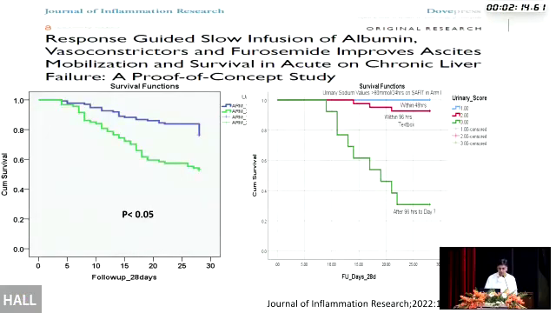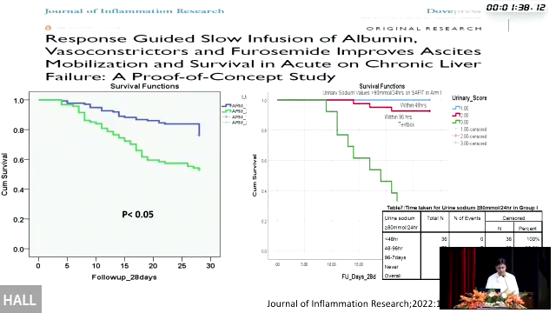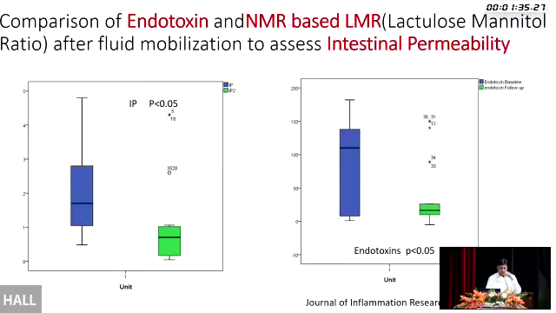In one of the studies from the Gastroenterology department from our center, we had this response-guided infusion of albumin with vasoconstrictors to mobilize refractory ascites in ACLF with AKI. And it not only showed improved survival, but also had significant impact on gut permeability, cytokines, and endotoxemia. On the right side, it showed that patients who could achieve urinary sodium of more than 80 within 2 to 4 days did much better. But patients who did not achieve urinary sodium of more than 80 at day 7, none of them survived. So that showed the amount of hemodynamic derangement that these patients have. Faster we correct the hemodynamics, better it is.